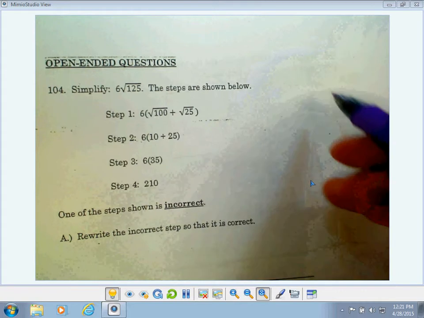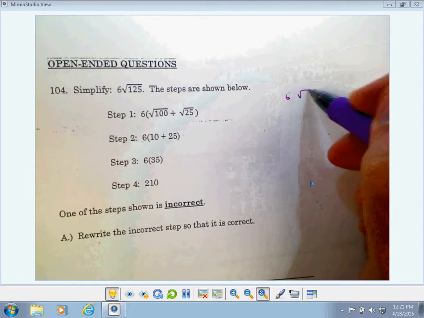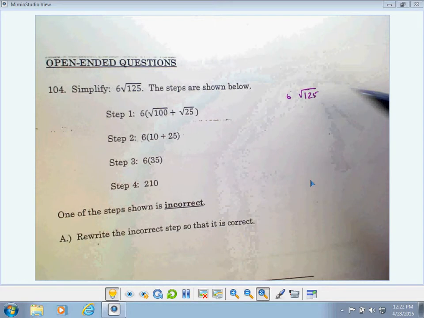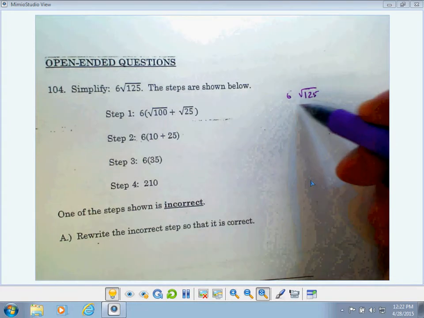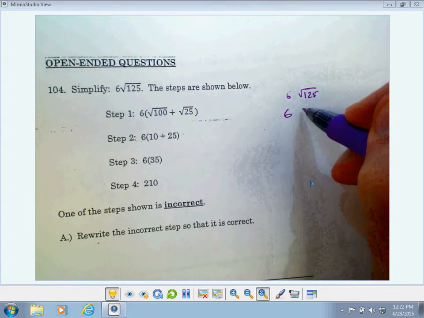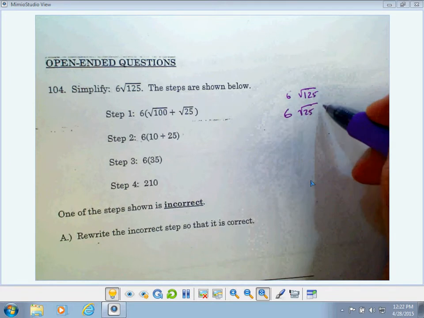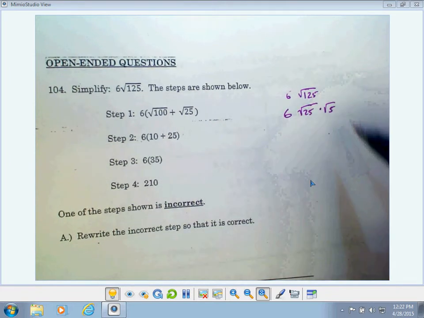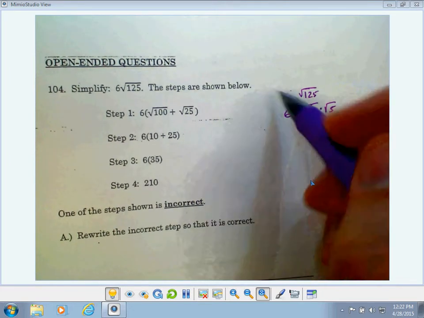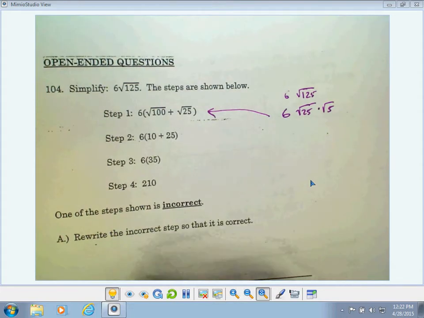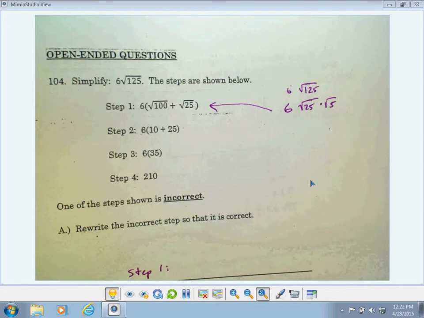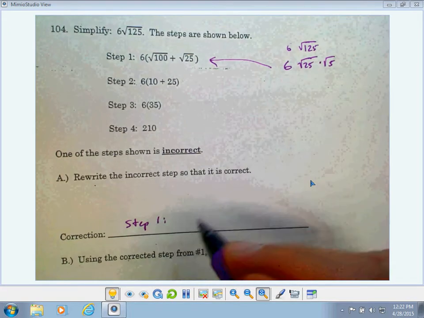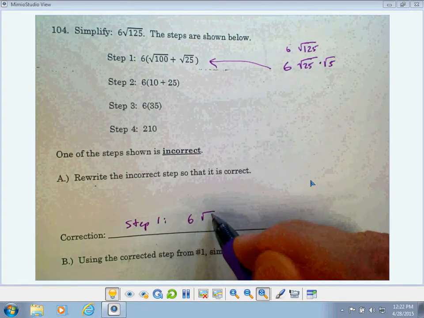If you're looking through this, what you'd really do with this, I would say, is maybe try to write the problem how you would write it out and see how it's different than what they did. And I think you'll find the very first step is incorrect here, because what you would want is to split this square root by multiplying, not by adding. So in this very first step, the correction should read step number 1, and it should be split by multiplication, not by addition.